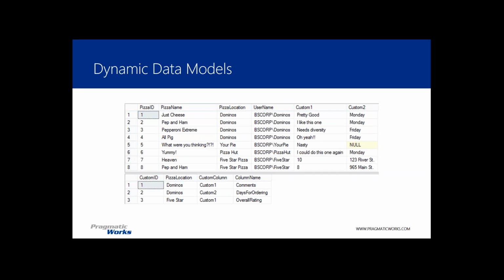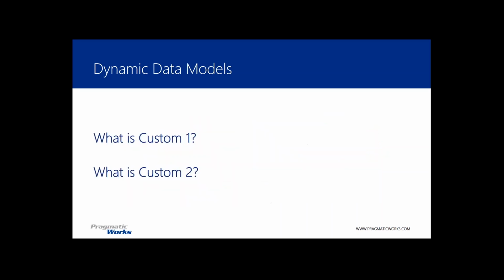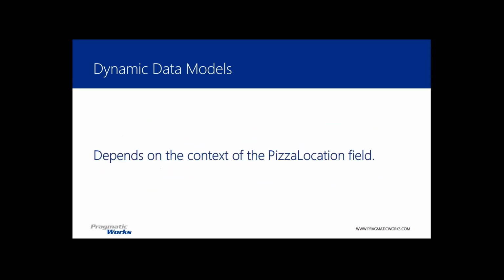So these columns don't really mean anything. They only have meaning in the context of an individual record. So doing reporting on this is super confusing. You can't just look at the data model and tell me what's in custom 1 and what's in custom 2, because it all depends on the context of that pizza location field.